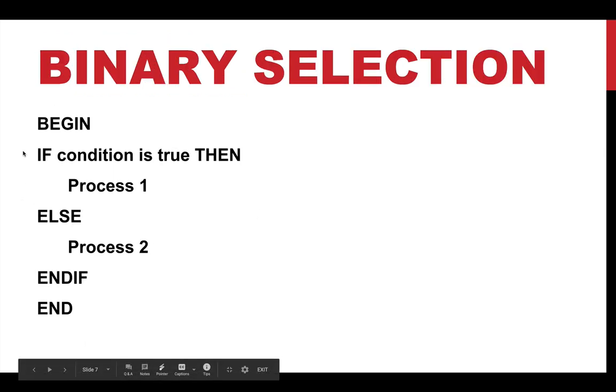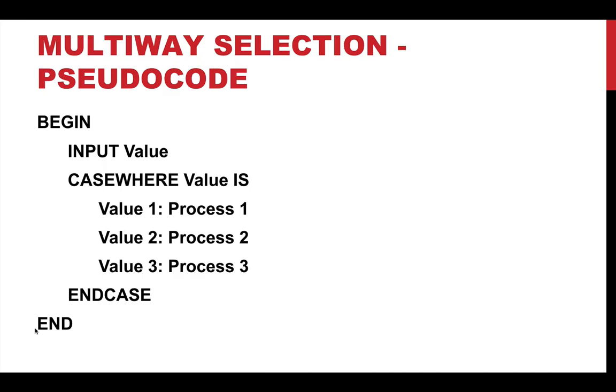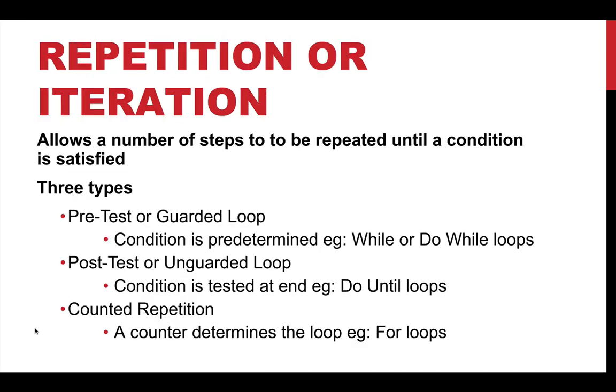So same with this one. If the condition is true, it only checks it once, it doesn't loop, it executes that, and then it jumps out.